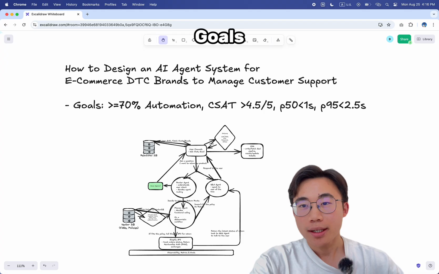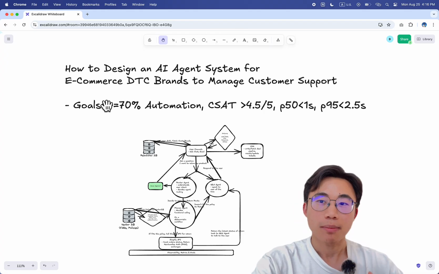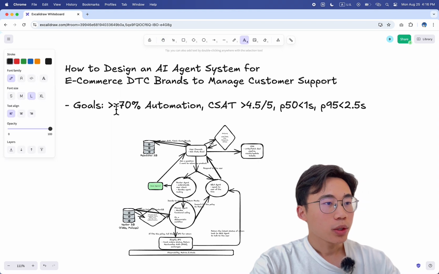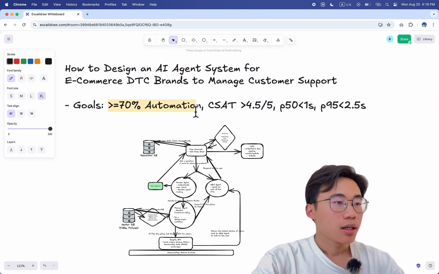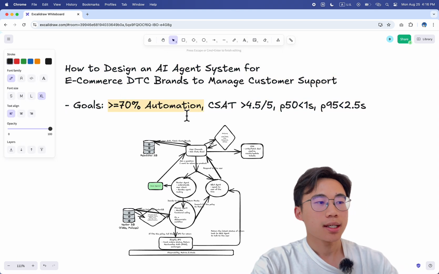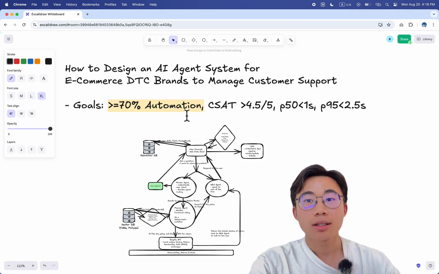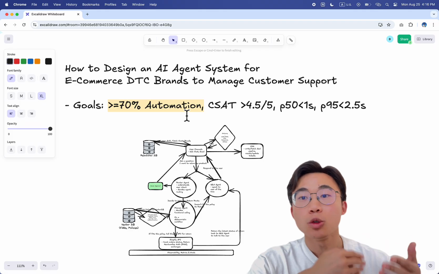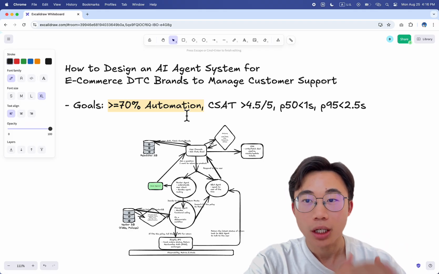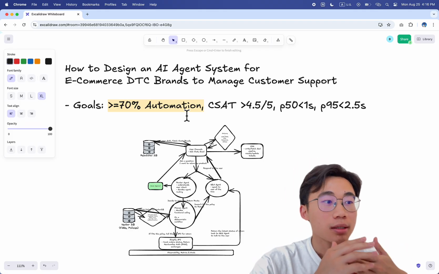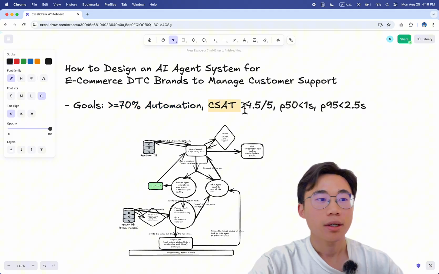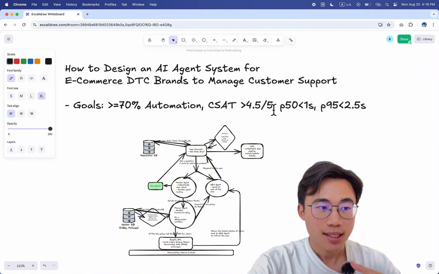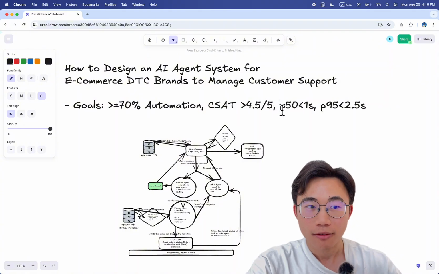So now let's jump in and think about how we think through this step by step, okay? The first thing is that our goal today is that we want to make sure that we will have over 70% automation in this customer support flow, which means that the other 30% will probably be where we loop the humans back into the conversation when an e-commerce site is talking to a customer, right? And also we want to make sure that the customer satisfaction rate, CSAT, is greater than 4.5 out of 5, right?